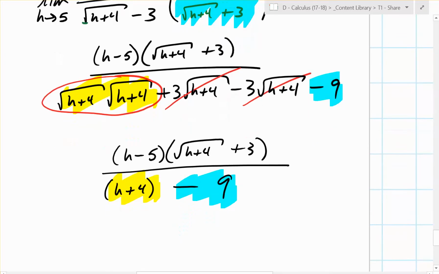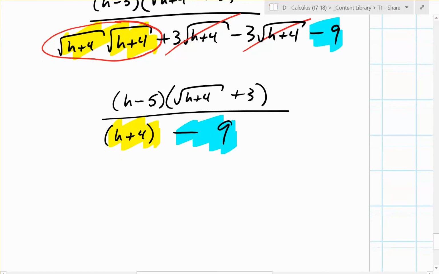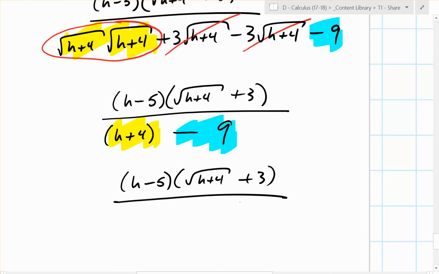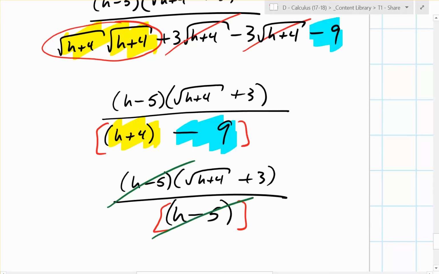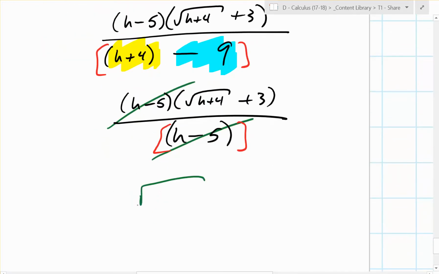And you'll notice I have not multiplied out the top. You'll see why in a second. So you want something to cancel. So let's simplify the bottom, and the top stays the same. The square root of h plus 4 plus 3, all over h minus 5 in the denominator. Our new denominator is now here. And what's so nice is this now cancels, leaving you with the square root of h plus 4 plus 3.